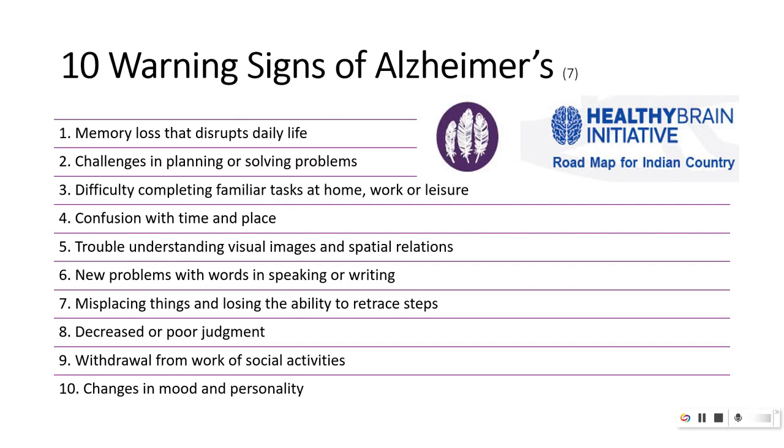Number 8, decreased or poor judgment. And here we need to worry about them becoming a victim of scam phone calls, things in the mail, giving out social security numbers, giving out credit card numbers, just being victimized by scams, I guess.